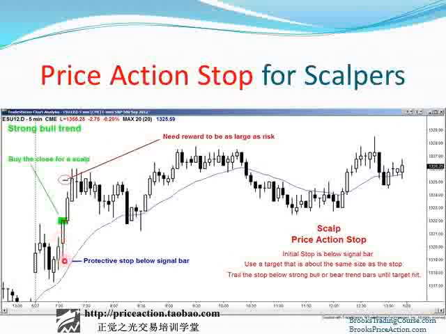If they did that, again, they need a reward at least as big as their risk, so they would go for a profit target up here. And you can see that the market went sideways up here, so a lot of traders did in fact take profits at around that measured move target.